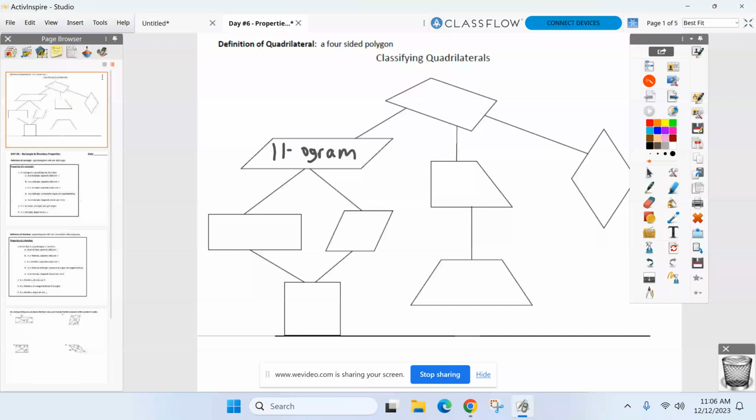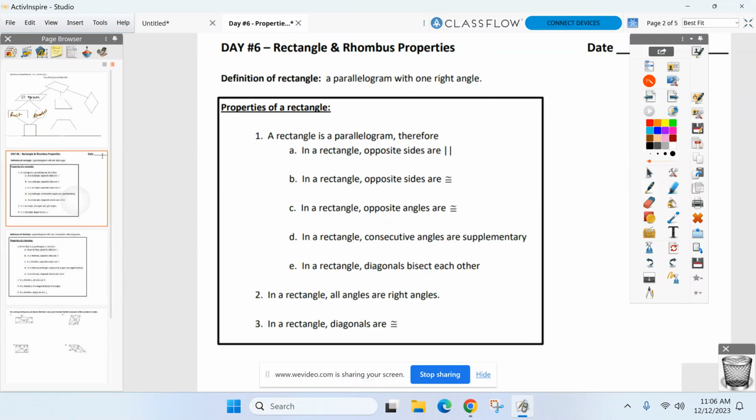Parallelogram, how many properties? 5, right? 5 properties. The reason the rectangle and rhombus are underneath is because the parallelogram properties are also properties of a rectangle and of a rhombus. So that is what you're going to see here. The first 5 properties I've listed, these are all parallelogram properties. Those also exist in a rectangle and a rhombus.